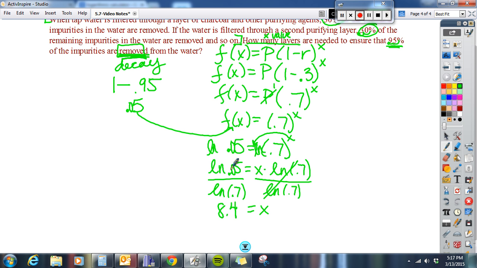Okay, and again, I hope you're doing this on your own to check that. But again, this is talking about layers, right? So it's a real world problem. We need to read the question. How many layers are needed to ensure that 95% of the impurities are removed from the water? So how many layers are needed to ensure this? Well, it's not 8 layers, and it wants total layers. It's not 8 because it's more than 8, and so the answer should be 9 layers is what you'll need to ensure, right? It says to ensure that 95% of them will be removed, and so the answer is 9 layers.